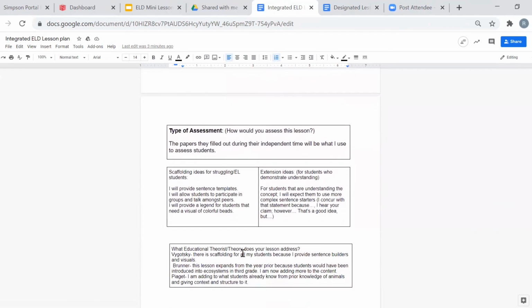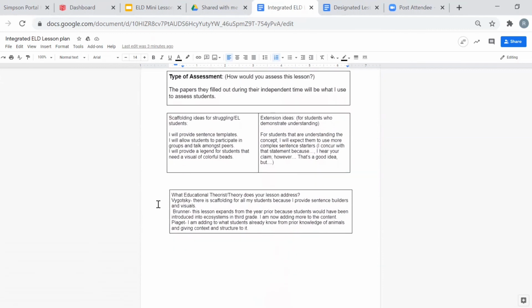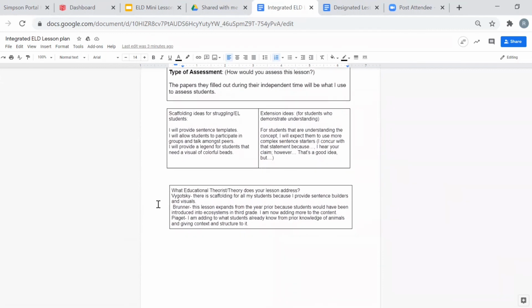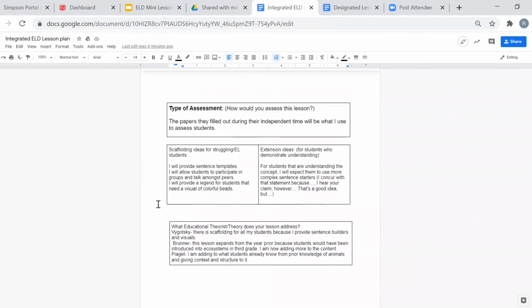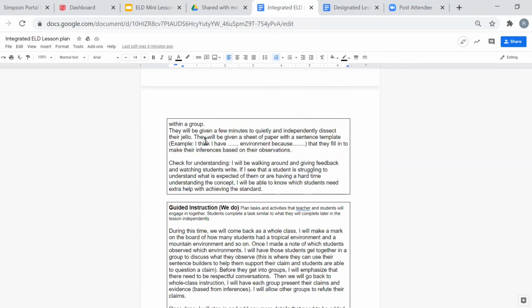My assessment will be within the lesson. The papers that they fill out during their independent time will be what I use to assess the students. My scaffolding ideas that I have for my struggling or EL students will be I will provide sentence templates, such as the template they use during their independent study. Example, I think I have blank environment because blank.